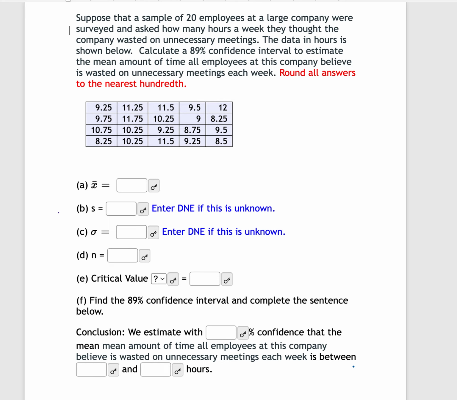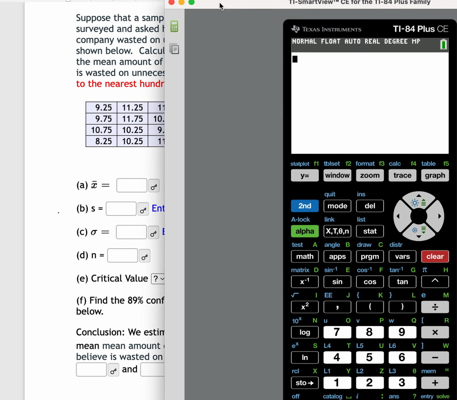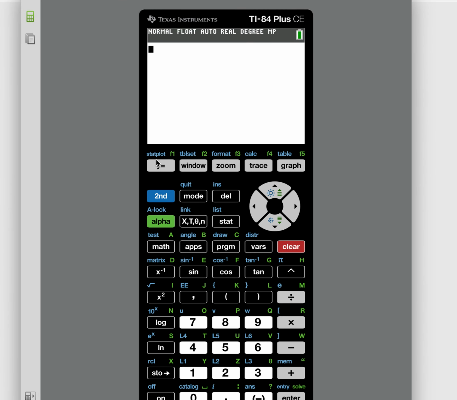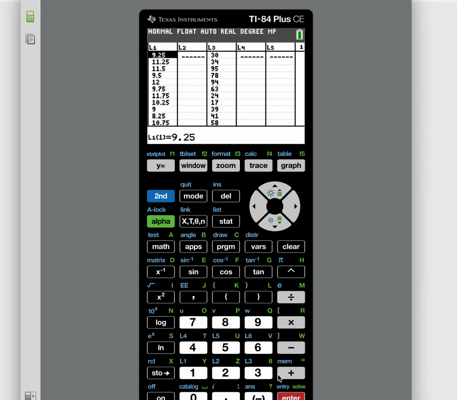Now, in previous examples, I went over with you a lot of the information was given in the problem, but in this case, we are given the data and we have to find that information for ourselves. So what I want you to do is take a moment, pause the video, and go ahead and enter all this data into your list one. And if you forget how to do that, you go to Stat and Edit, and then enter all of that data in list one.